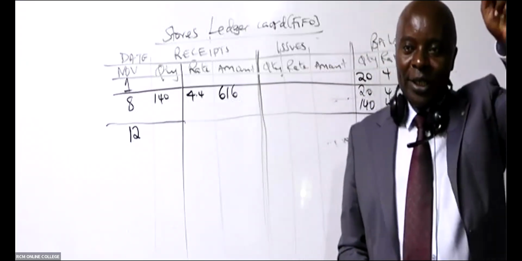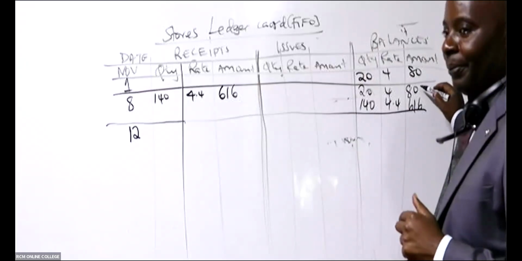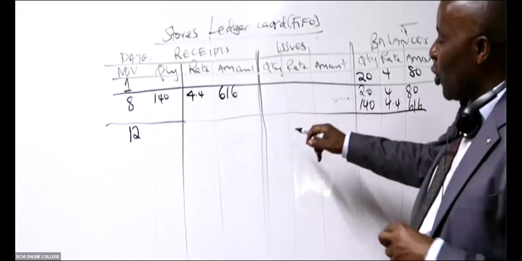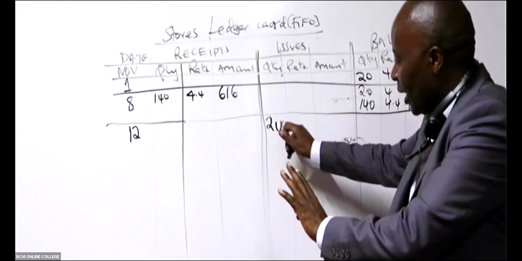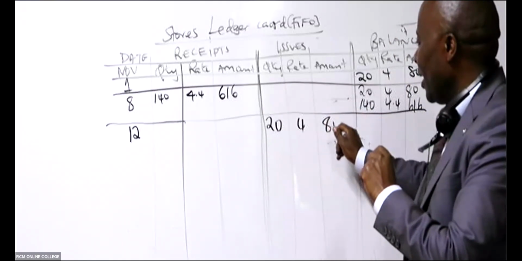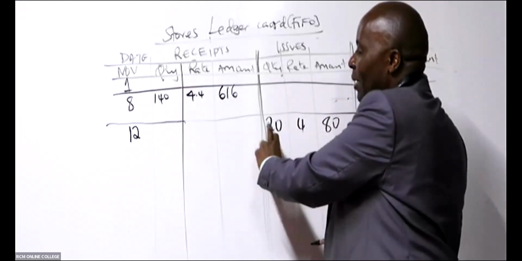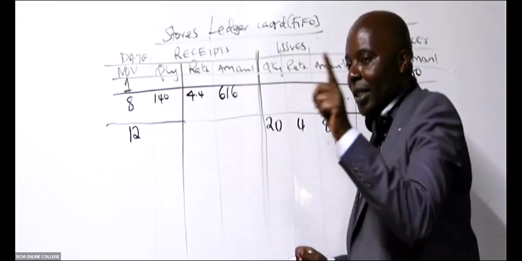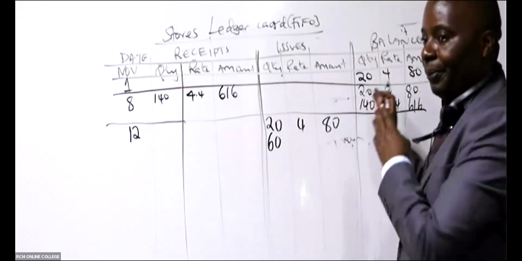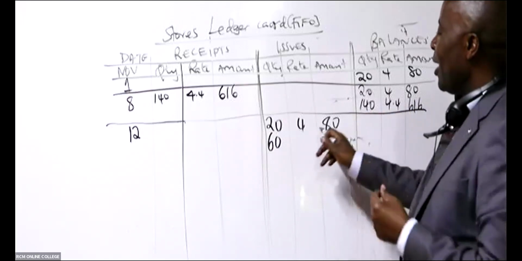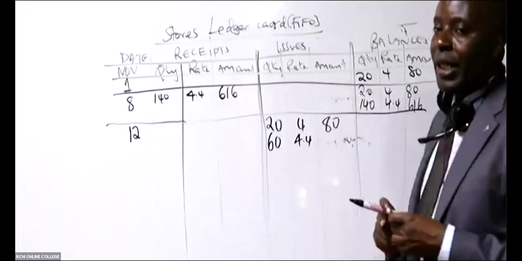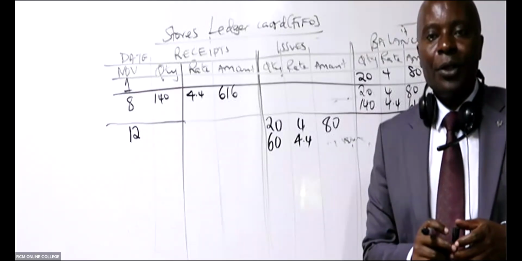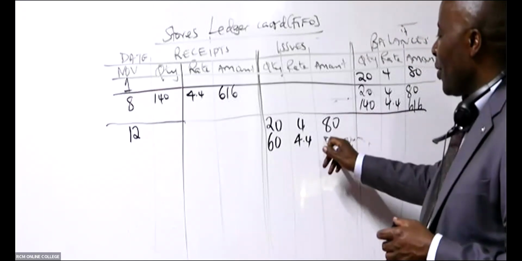The oldest batch must go out completely, isn't it true? So which one is the oldest here, somebody? The one with 20 units, yes? So you issue your batch first until it is finished. So I'll issue 20 at 4, giving me 80. But remember, in terms of units, I'm supposed to issue 80 in total. Now I've issued 20, so what is the balance? 60. The 60 will come from which batch? The batch of 4.4. So what is 60 times 4.4? 264.